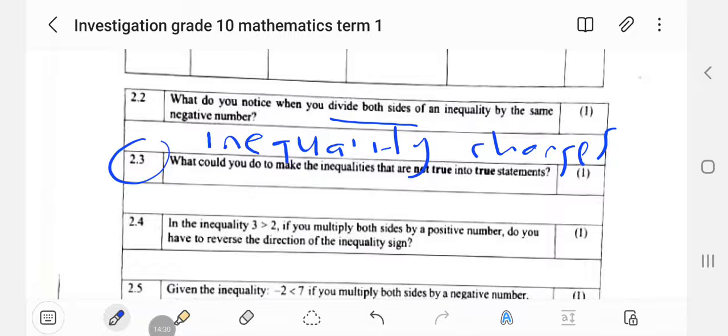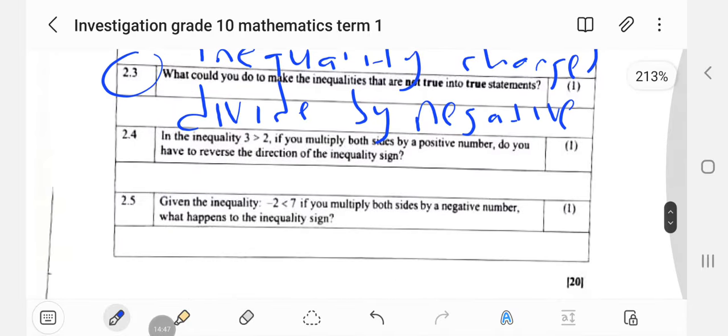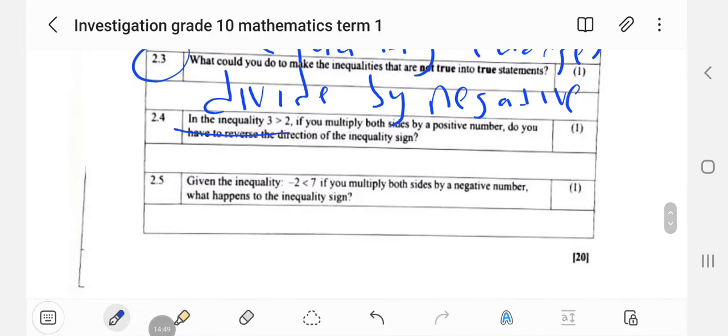2.3. What could you do to make the inequalities that are not true into a true statement? We divide by maybe a negative. 2.4. In the inequality like that, if you multiply both sides by a positive number, do you have to reverse the direction of the inequality sign? No. You can only change direction if you multiply or divide by a negative.